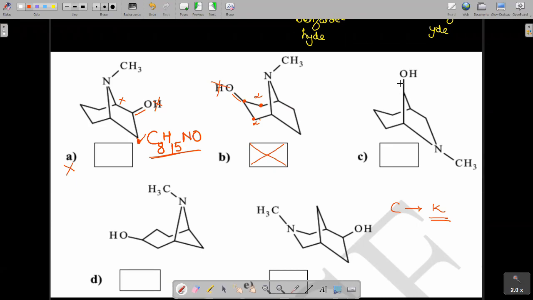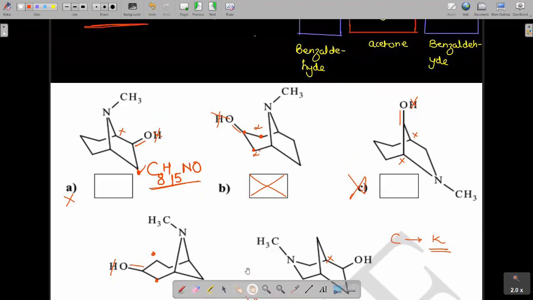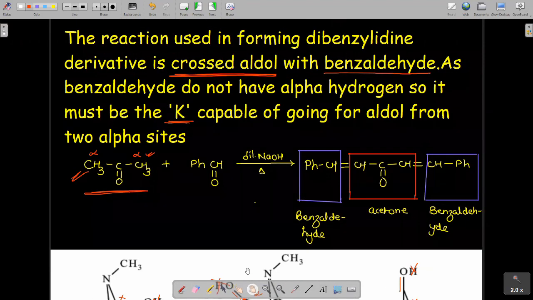Moving to this, even if it is oxidized, I don't have any possible position for even a single aldol, so this cannot be our answer. Coming to this, again similar to B, this is oxidized and you have two positions with alpha hydrogen for aldol condensation. So D is your answer. Here again, one is a bridgehead, so this cannot be our answer. Only those which I have marked within the box are our answers. The answer is B and D. Correct? So this is our 3.5.